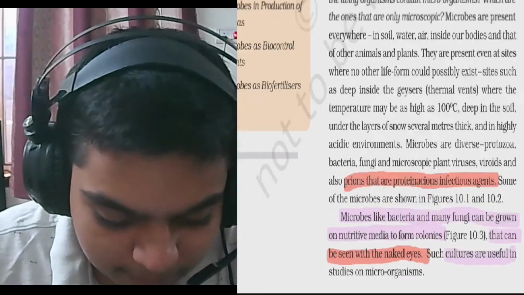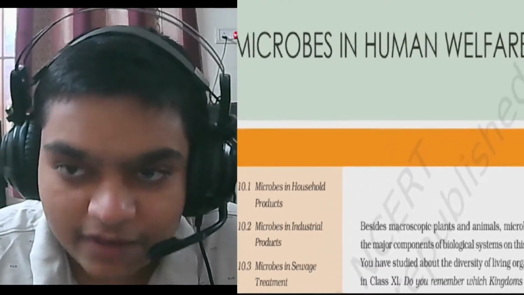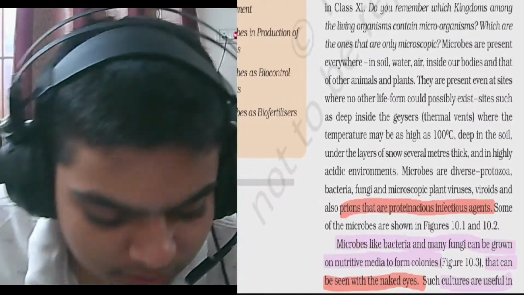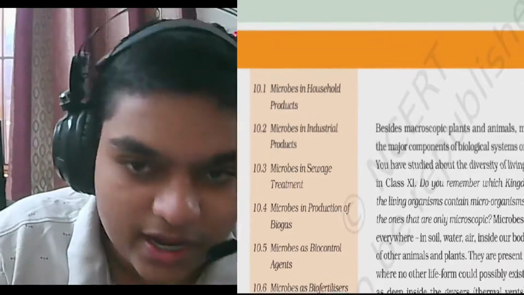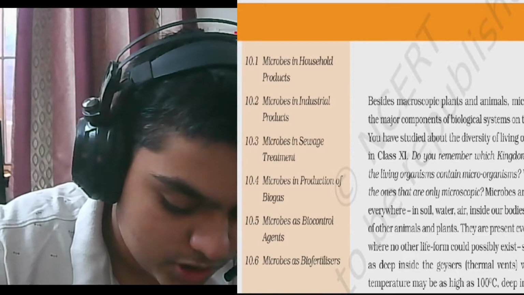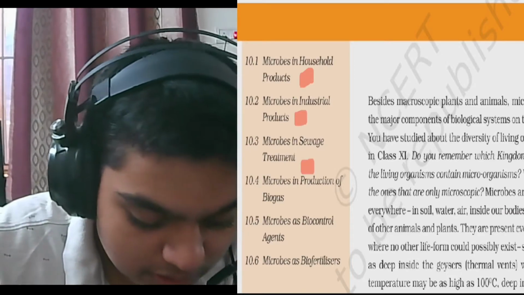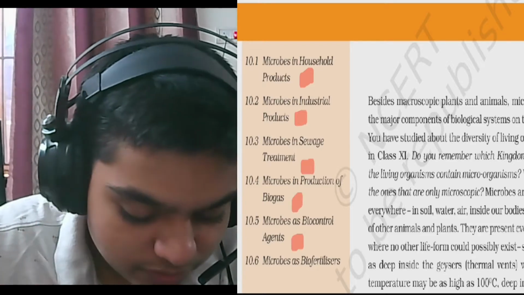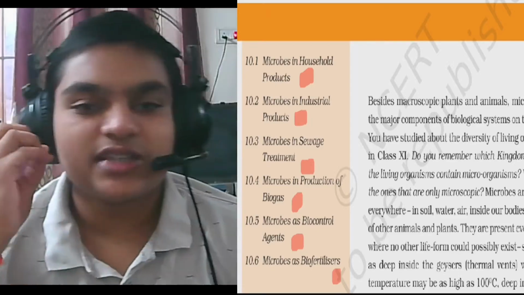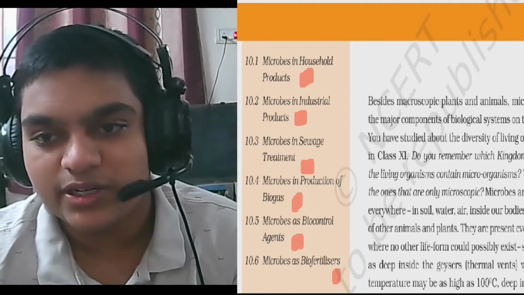Yes, let's start. Today we will be discussing the chapter Microbes in Human Welfare, as we have the MCQ series on that today. In this chapter, as per your NCERT, there are 6 subtopics. 1. Microbes in household products. 2. Microbes in industrial products. 3. Sewage treatment. 4. Biogas production. 5. Biocontrol agents. And 6. Biofertilizers. Yes guys, this would be a fast-paced series because we have already completed this chapter.